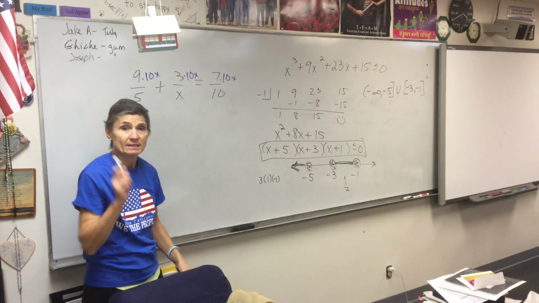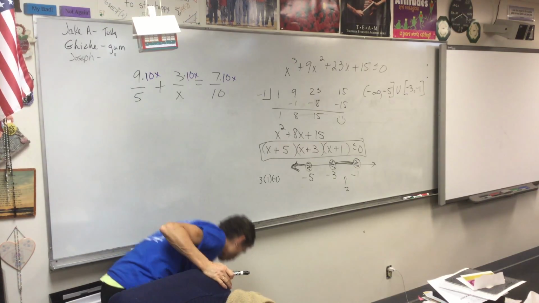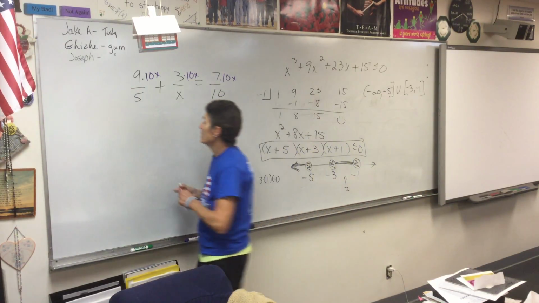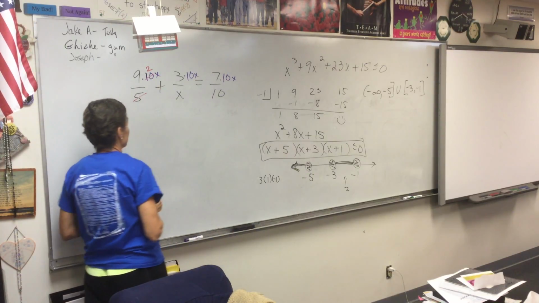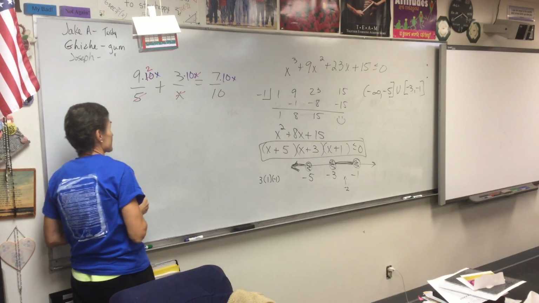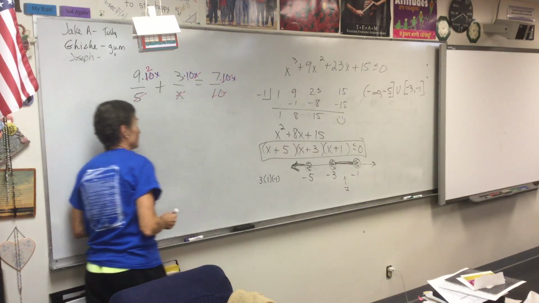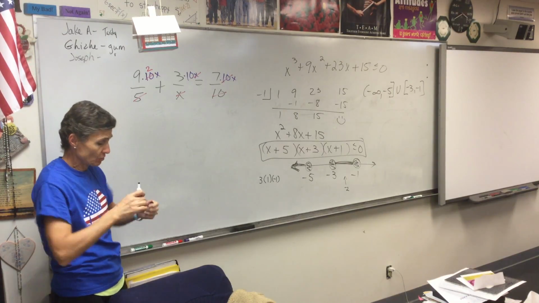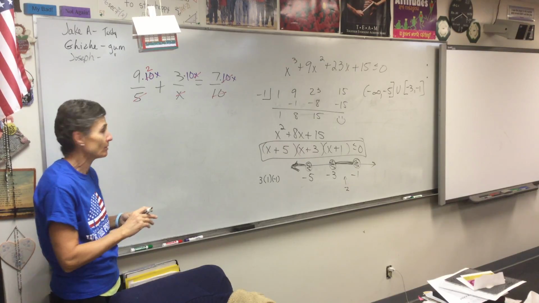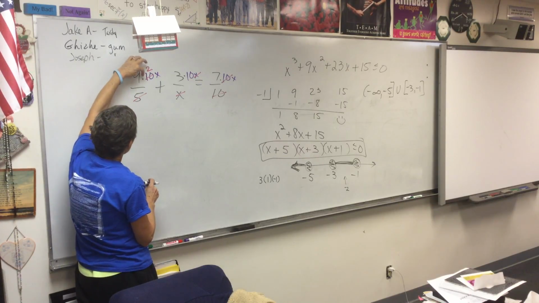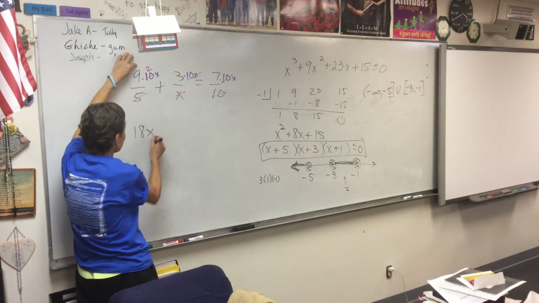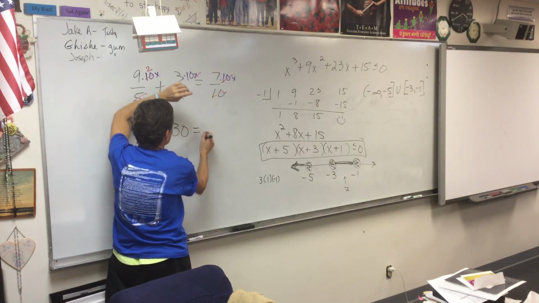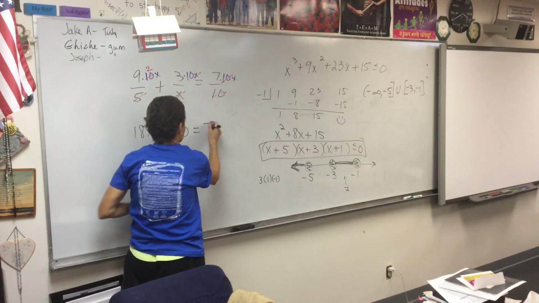Kids, it only takes a minute, 30 seconds at the most. Write down 10x and every fraction. And now we're going to cancel. 5 goes into 10 twice. X wipes out the x. 10 goes into 10, period. What is left? Now you have canceled every single denominator. So you are left with 9 times 2x, 18x, plus 3 times 10 equals 7 times x.